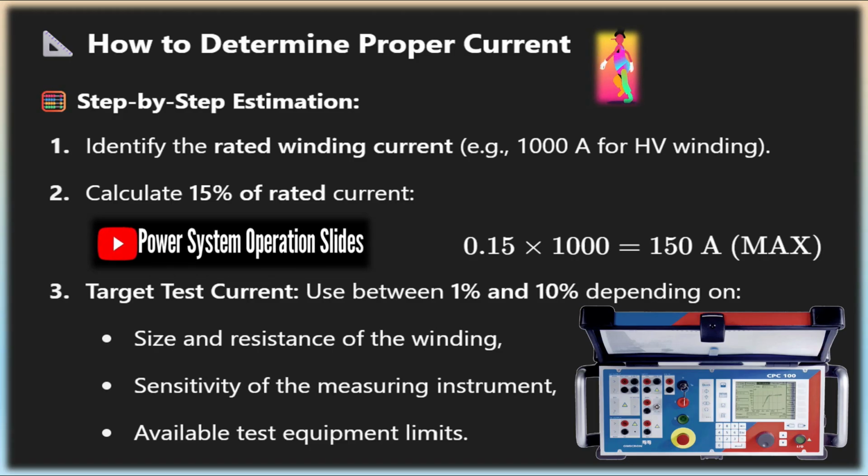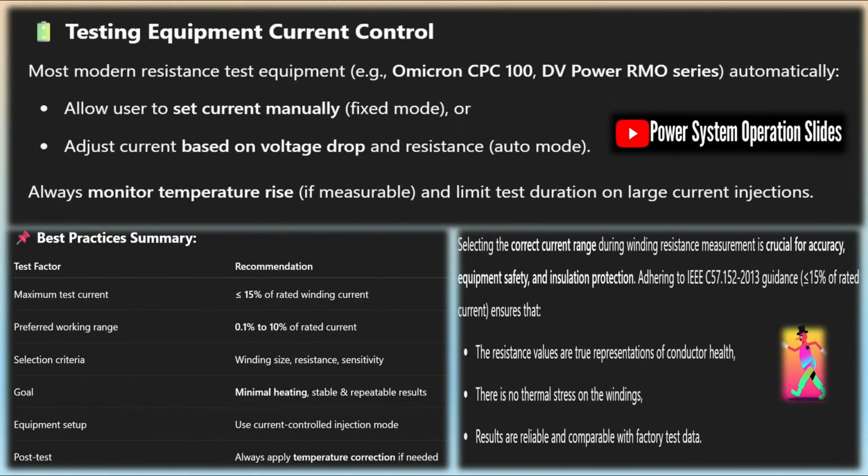Factory and field test comparison requires normalization to a common temperature. Winding resistance test equipment, common equipment: CPC 100 Omicron, advanced multifunctional equipment. Winding ohmmeter, dV Power, precision low resistance meter. TTR sets with resistance option measure, ISA, etc. Ensure test equipment is calibrated and certified.